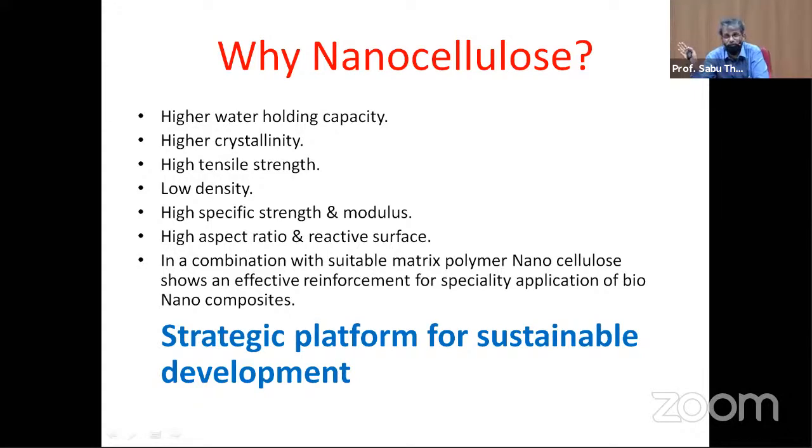It's a fantastic nanofiber, better than graphene, better than nanosilica. It's a wonderful material for sustainable development. And I mentioned some of the importance of this material, you know, high water holding capacity.